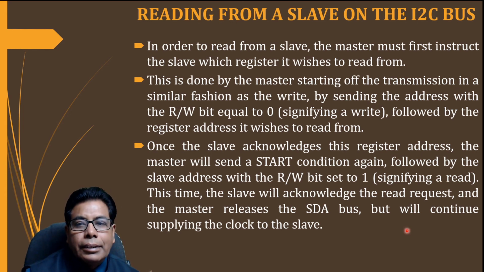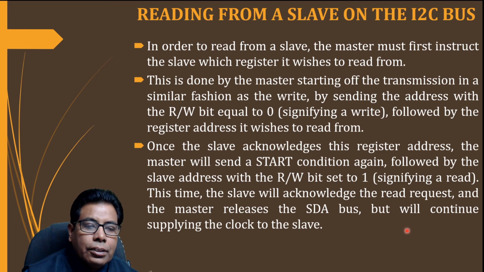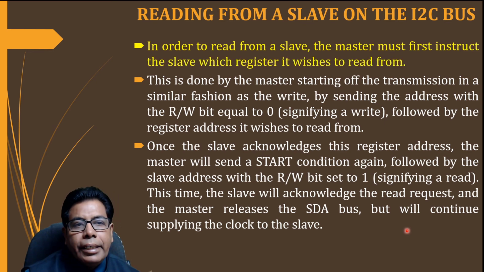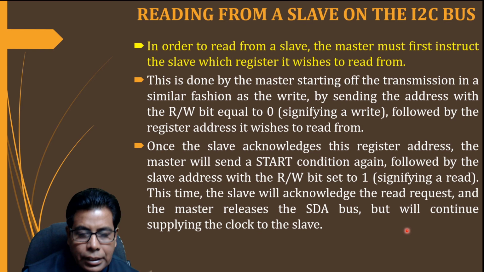So then the next part is the reading from the slave on the I2C. Now writing we have seen, it was quite simple. Now reading, here in order to read from the slave, the master must first instruct the slave which register it wishes to read from. It has to give the information which register it wishes to read from.